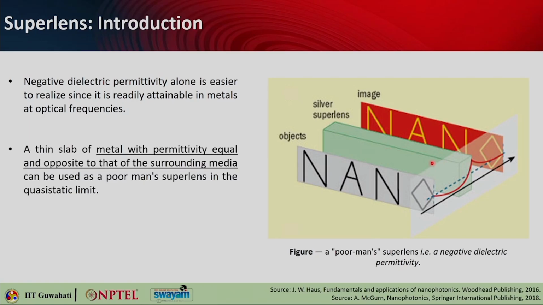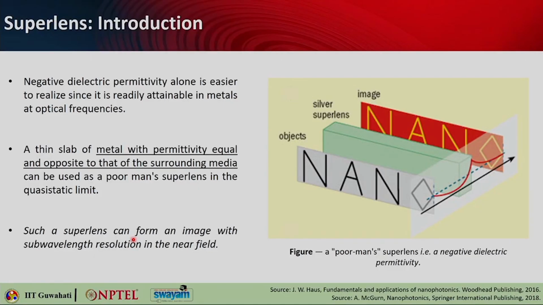So, if you put this kind of a thin slab material next to your object, what happens? Okay. So, the evanescent field will get amplified in it, and that will help you to do the imaging. The purpose here is a thin slab of metal should have a permittivity equal and opposite to that of the surrounding media. The reason is you need to get rid of the reflection by doing impedance matching. So, that can give you a poor man's super lens in the quasi-static limit.